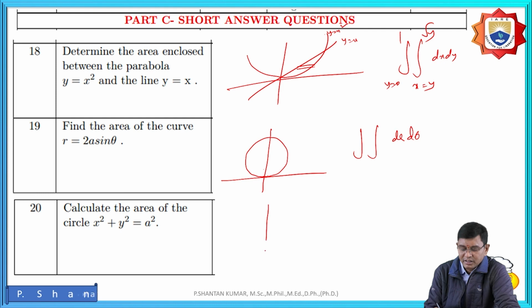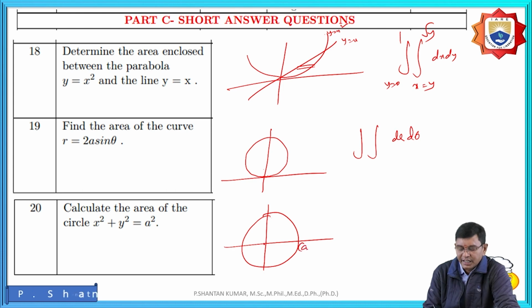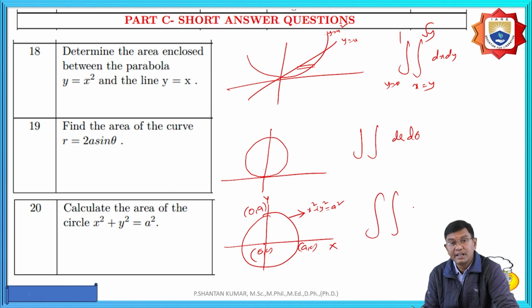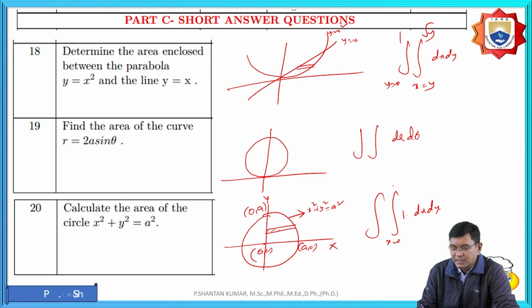It is also passing through the origin. The center is through the origin, that is 0 comma 0, and x square plus y square is equal to a square. The area means the double integration of dx and dy of the function 1. If we take the horizontal strip, x is equal to 0 to root of a square minus y square, and y is equal to 0 to a.